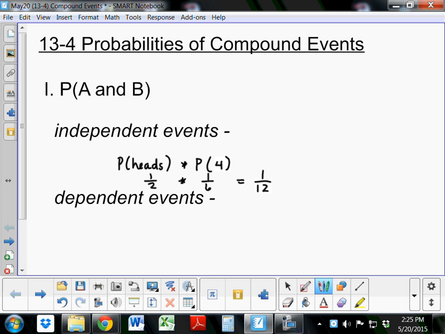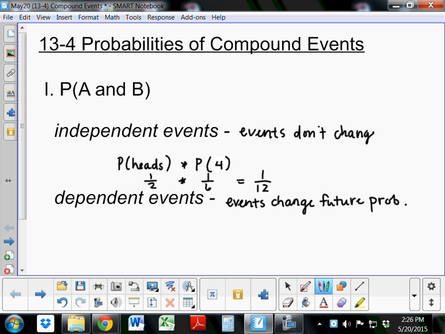They're not going to affect each other. Can you think of a situation for me, though, where that's not true? You draw the card, you don't put it back. Okay, I draw a card and I don't put it back. So events change the future probabilities. You said an example was, I draw a card and I don't put it back.